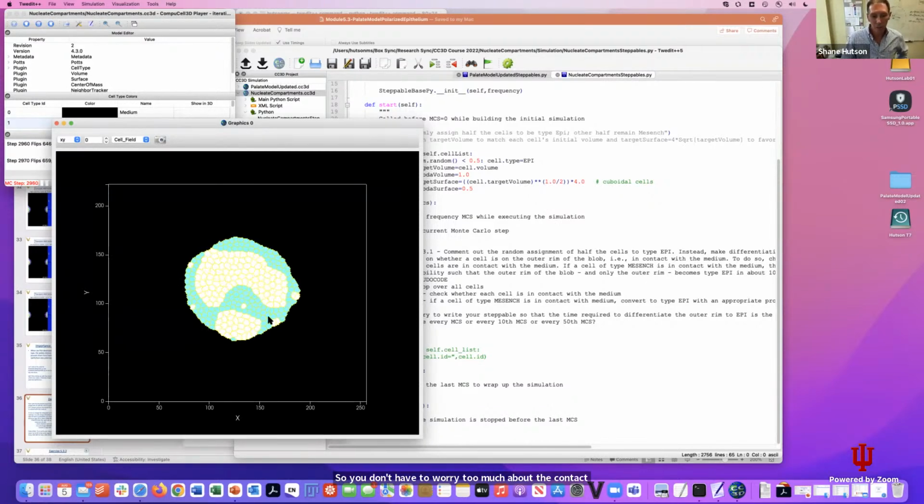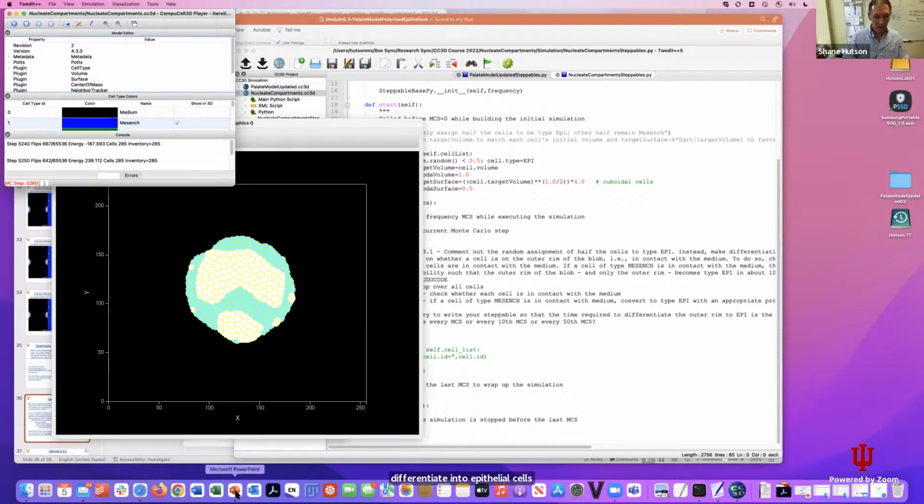But now let's think about what's actually happening. Suppose we want to do a simulation here, and we want there to really be a monolayer of epithelial cells around our cluster, our group of cells. This might get us there eventually, but it's going to take a really long time. And in reality, what we'd like to do is have the cells that are on the surface just differentiate into epithelial cells. So I'm going to stop this and go back to the assignment.